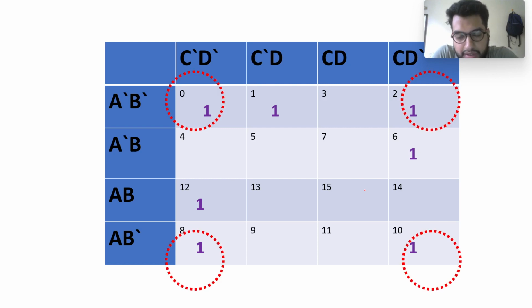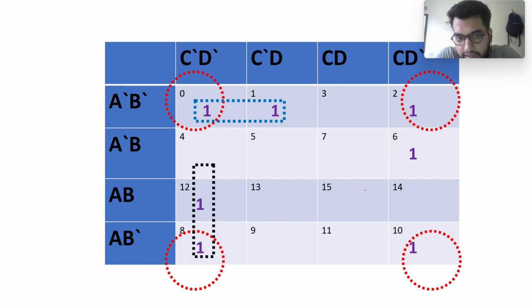So what we have is a chord that covers the minterm 0. The largest possible implicant that I can use to cover this 0 is the chord. And this chord also covers the minterms 2, 10, and 8. Then we have a pair which covers this minterm 1. And then we have another pair which covers this minterm 12. And then we have another pair which covers this minterm 6.